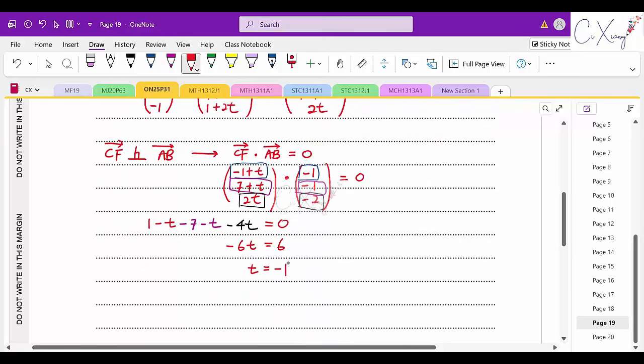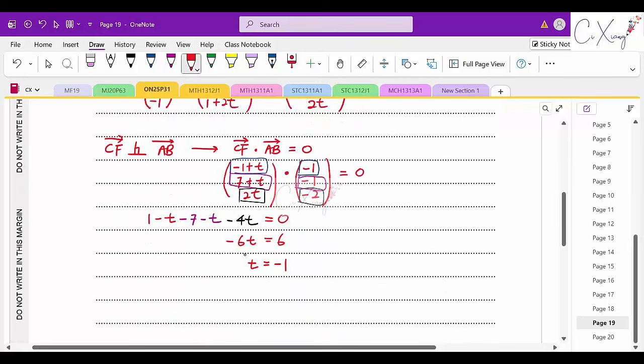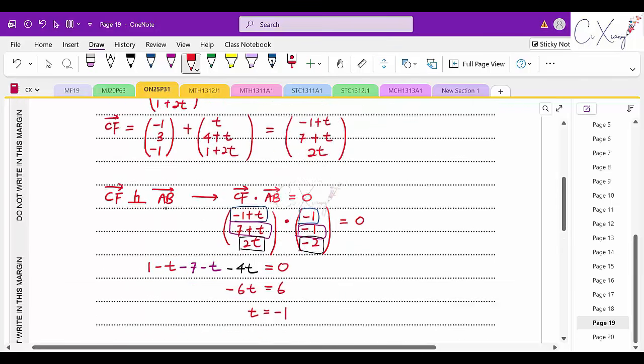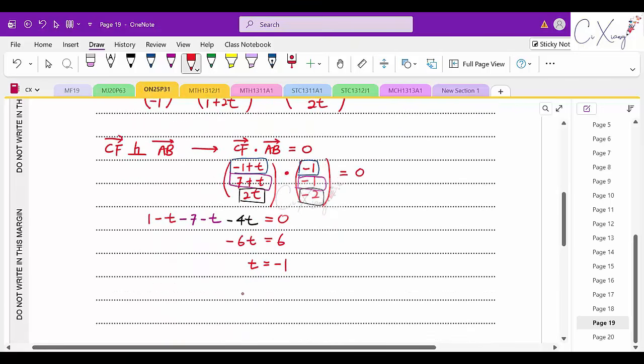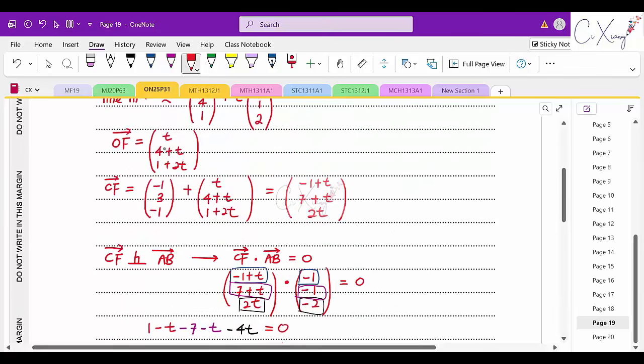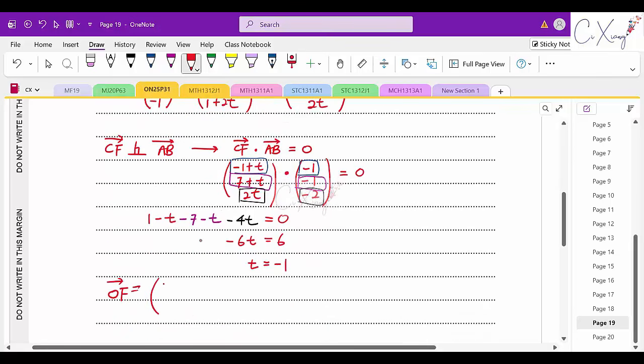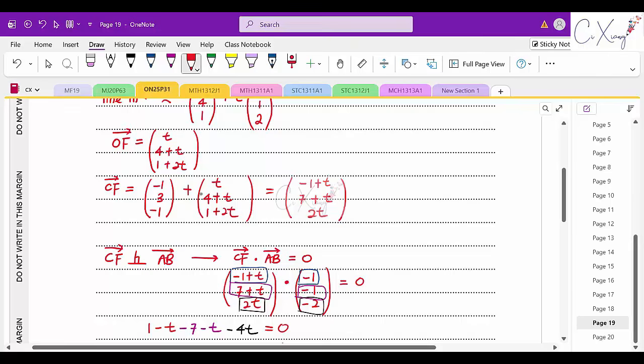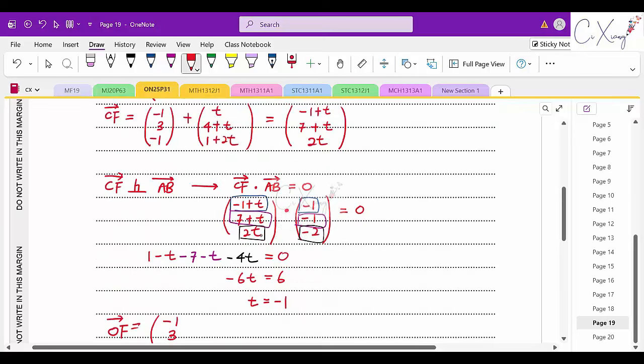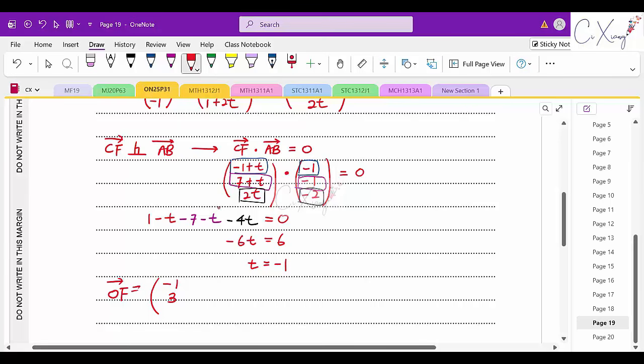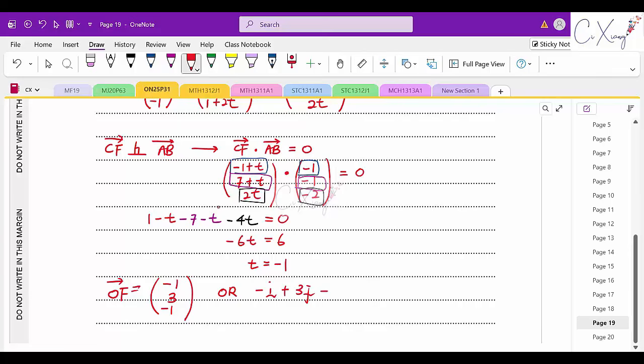So to get the OF, this is what I have for OF, yeah? So substitute the t, go back to the OF. Therefore, what's the OF that I have? So t is negative 1. 4 minus 1, you get 3. 1 minus 2, you get negative 1. You can write in a vector form like this for OF, or if you don't want, you can write into the ijk form. So negative 1i plus 3j, then negative k.